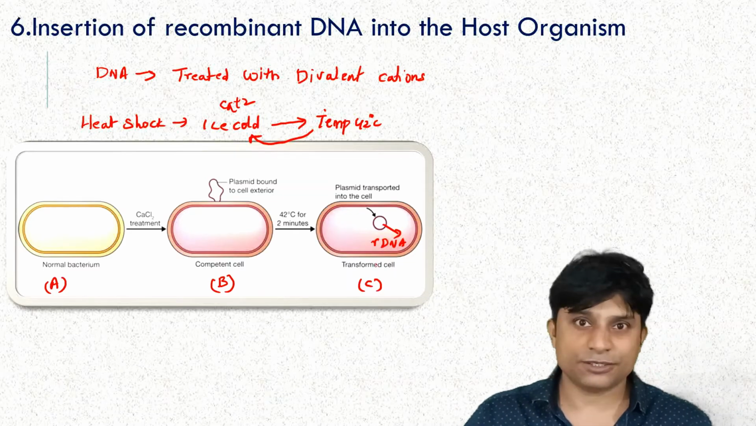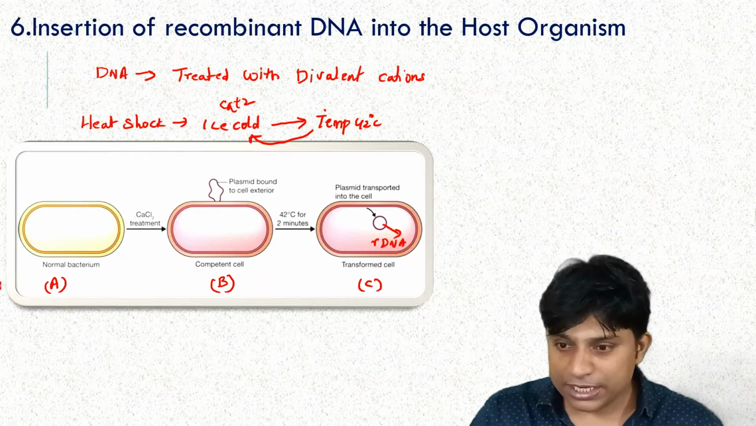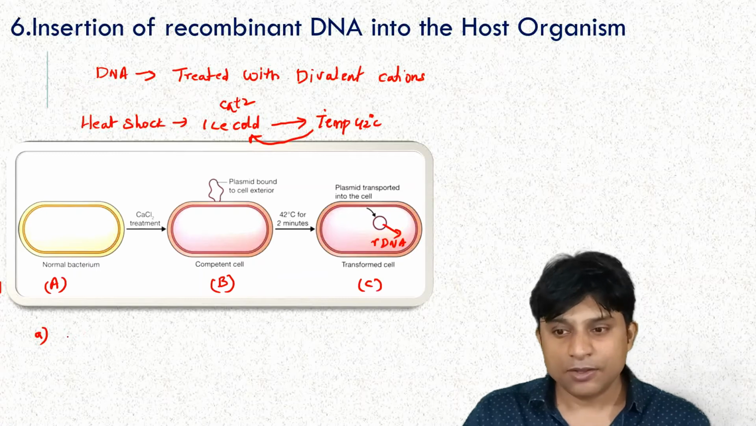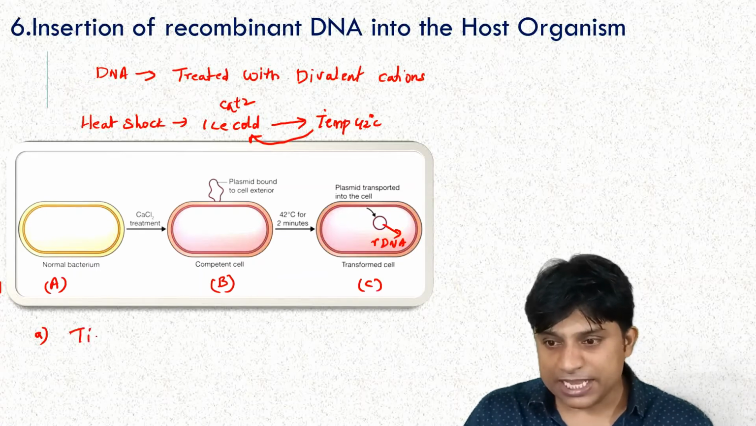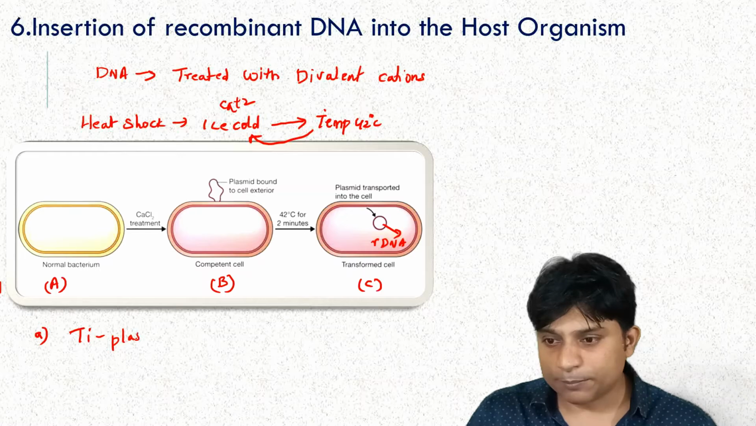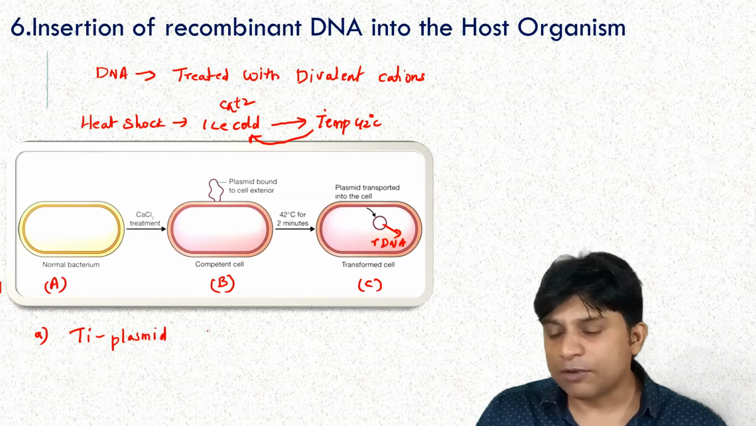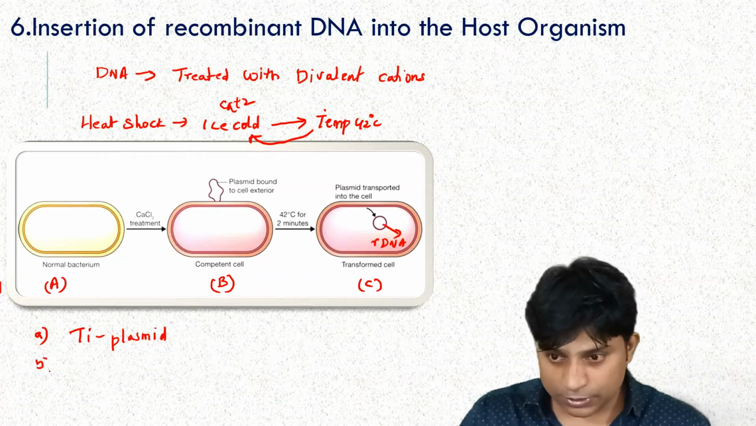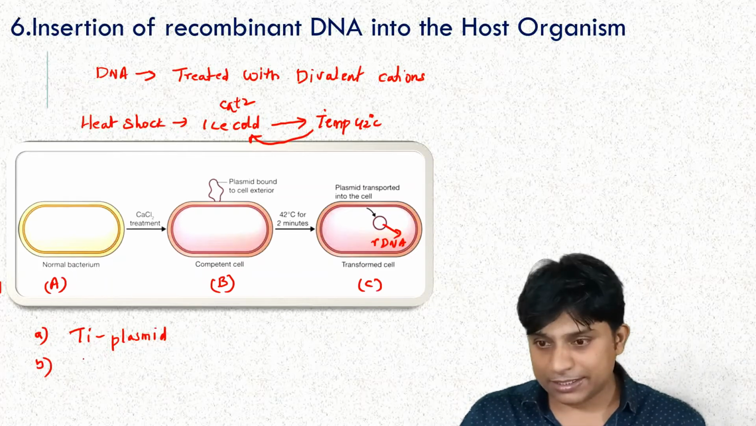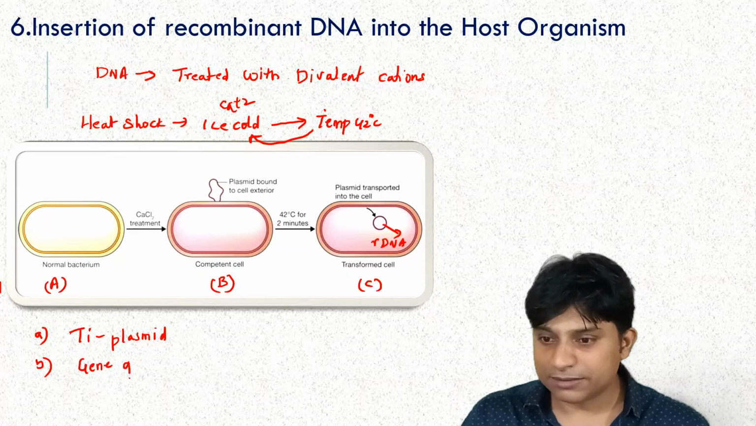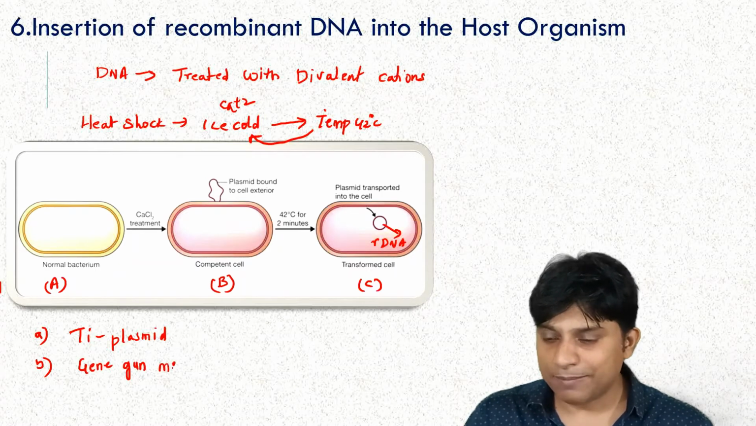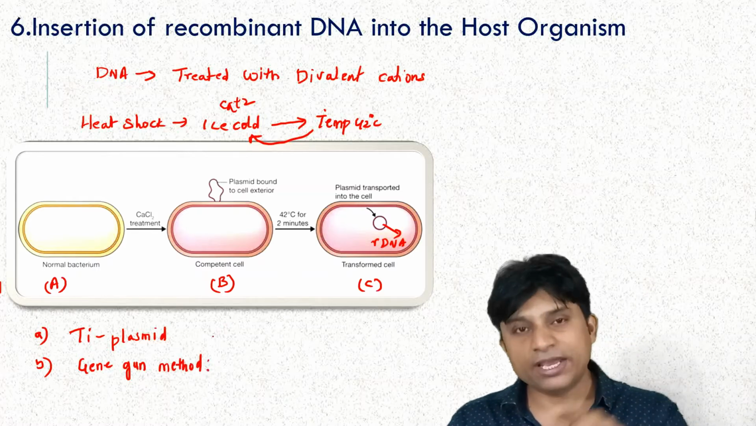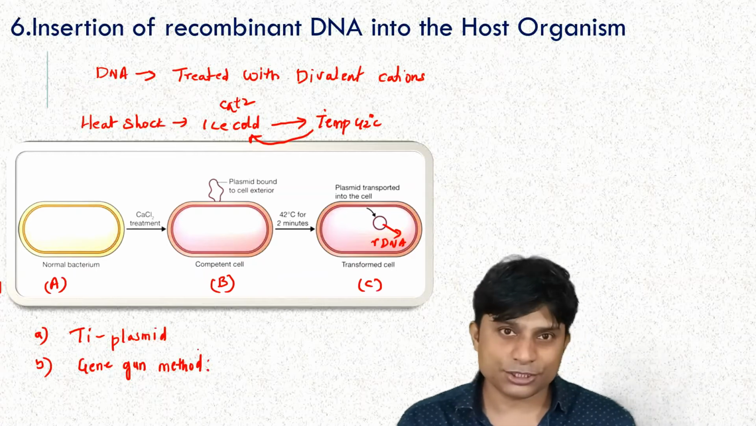We have different methods. In case of plant cells, we can introduce by using Ti plasmids. Suppose I wanted to introduce recombinant DNA into plants, we can use Ti plasmids. And we also follow one more technique which is called the gene gun method, or biolistics. By using this method, we can introduce our desired gene into plant cells.